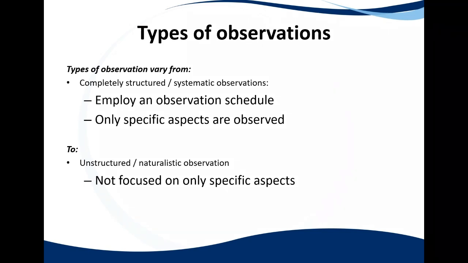And then the types of observations that one might do is completely structured and systematic observation, where you have an observation schedule, where you know that I'm going to observe between 9 and 12 in the morning, and these are the specific things that I'm going to be observing, over this extended period of time. So it's completely just observing, and it's only specific things that are observed.